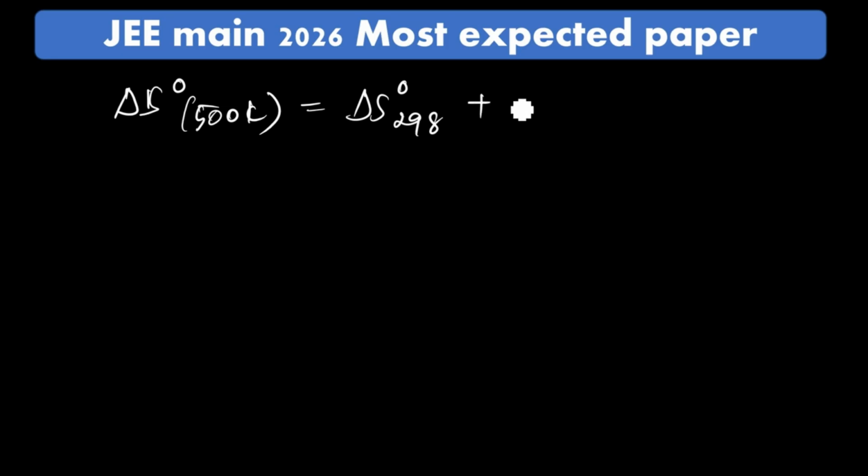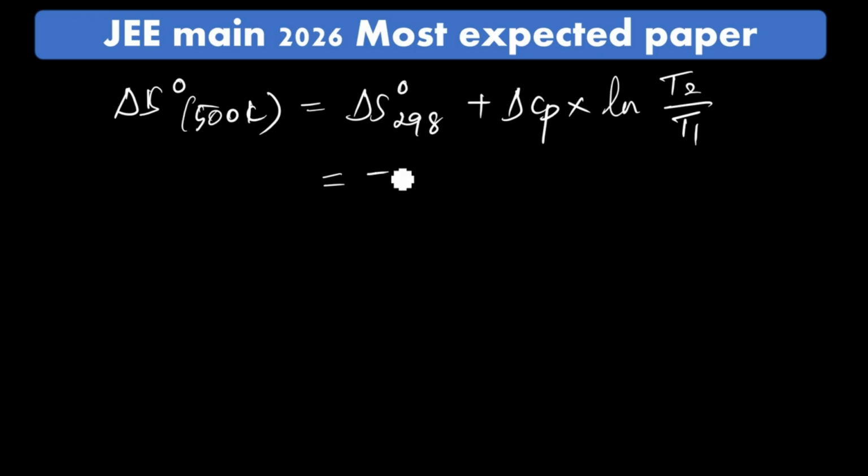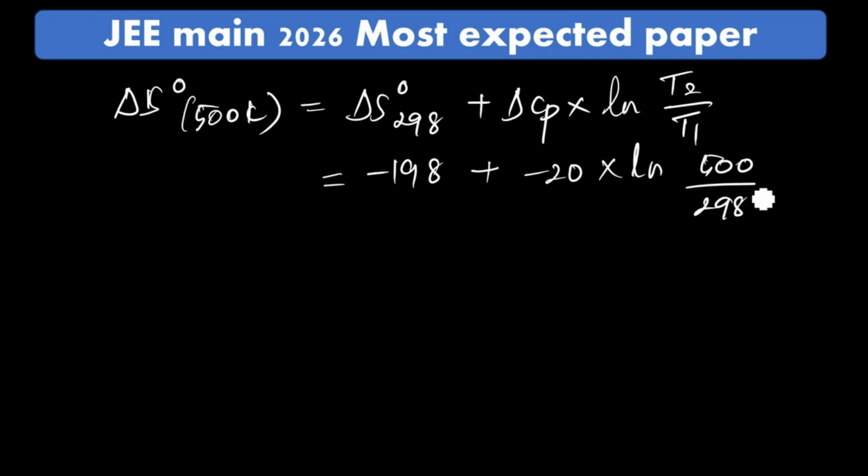plus delta Cp into, what is the formula? ln T2 by T1, right? So just substitute the values, which is given as minus 198 plus minus 20 into ln 500 by 298, which will be minus 208.36.